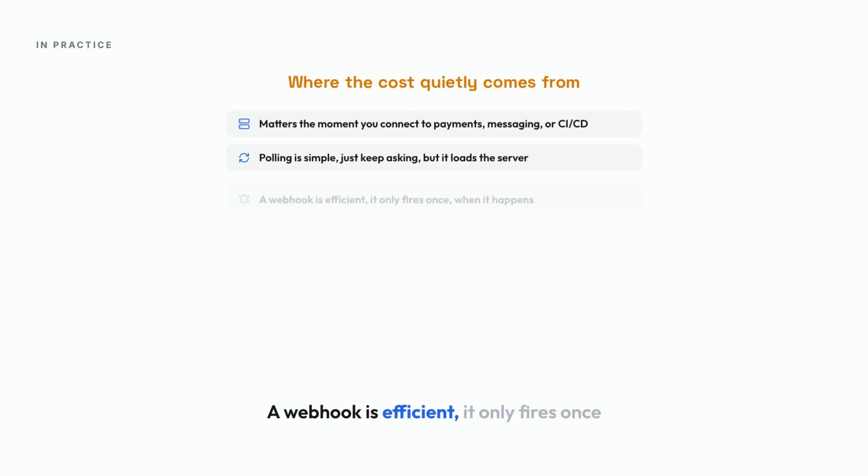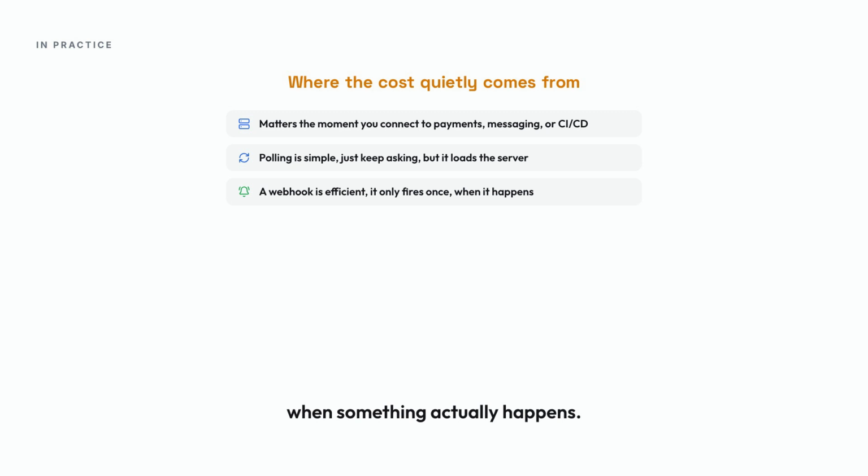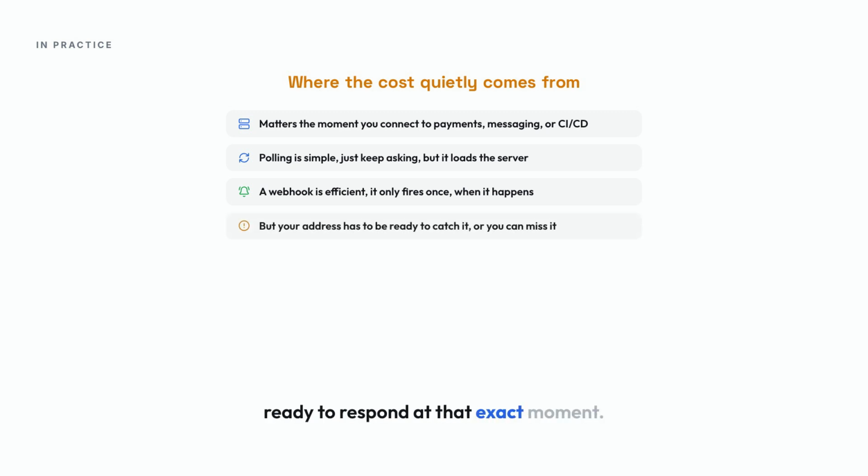A webhook is efficient. It only fires once when something actually happens. But there's a catch. Your address has to be ready to respond at that exact moment. If your server happens to be down, you can miss that notification. In practice, teams handle that with retry logic. But that's an implementation detail, so today we'll just leave it at knowing it exists.